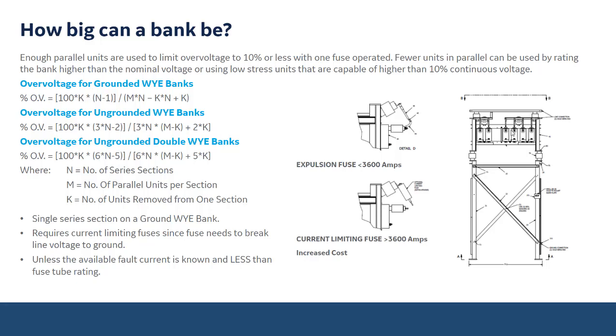So on a grounded Y bank at 13 kV, if the available fault current is less than 3600 amp, I can use an expulsion fuse. If I can't use an expulsion fuse and I'm required to use a current limiting fuse, if it's greater than 3600 amp, then you're going to see an increase in cost on that fuse.